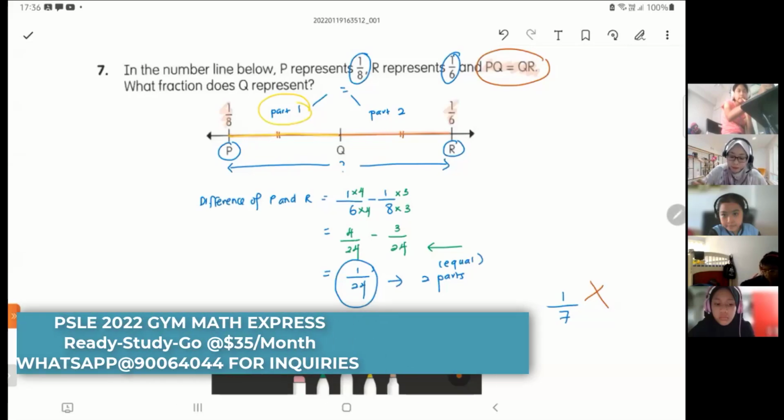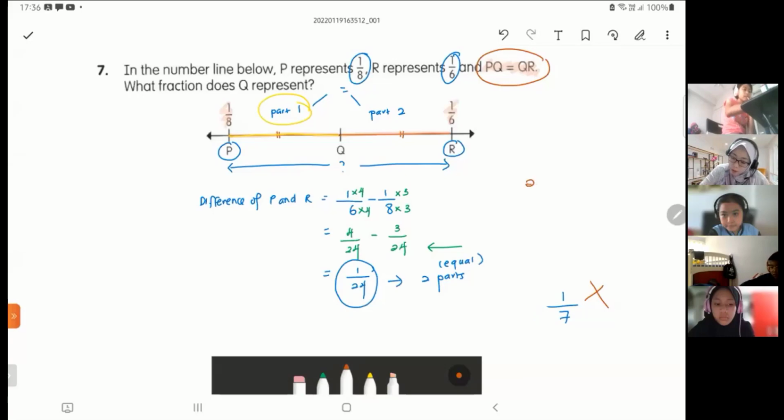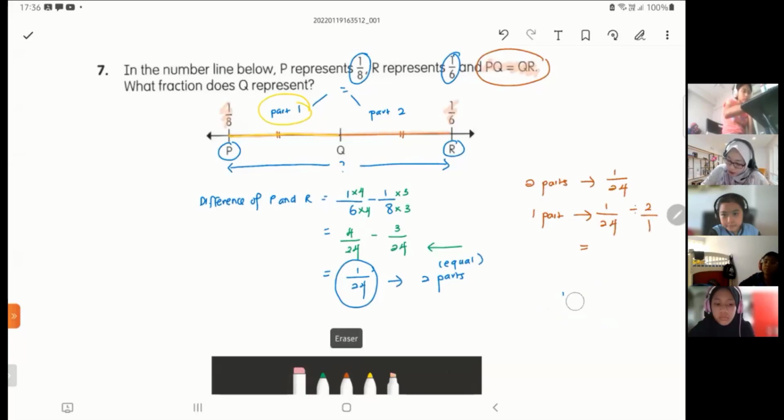Divide, right? Okay, so 2 units, you can also say 2 parts. The same thing. 2 parts is 1 out of 24. I want to find 1 part. So 1 part will be 1 over 24 divided by 2 out of 1. Okay, so keep, change, flip. This one I'm going to erase. Okay, this is wrong. So keep, change, flip. Keep this. Change that. Flip that. Equals 1 out of 48.